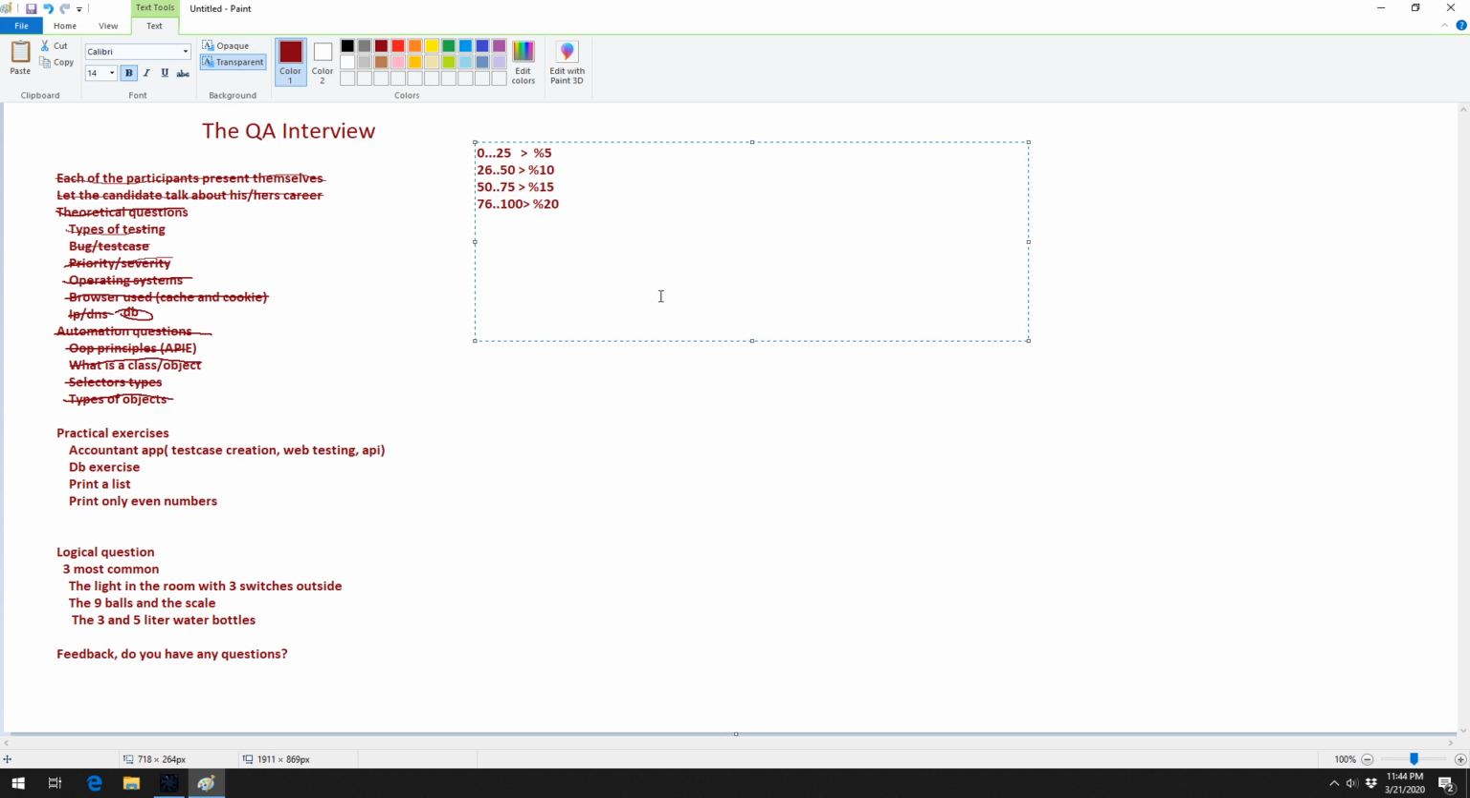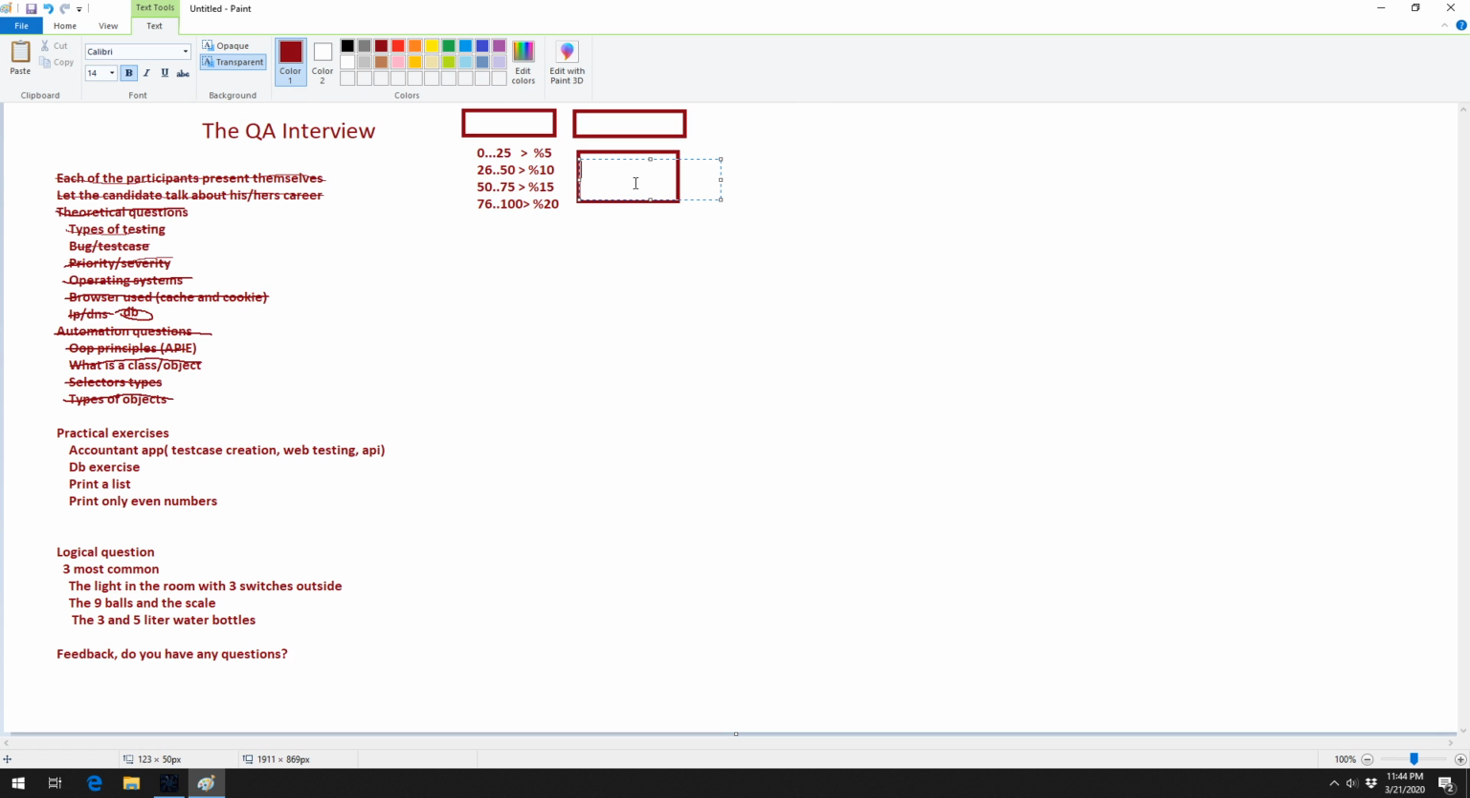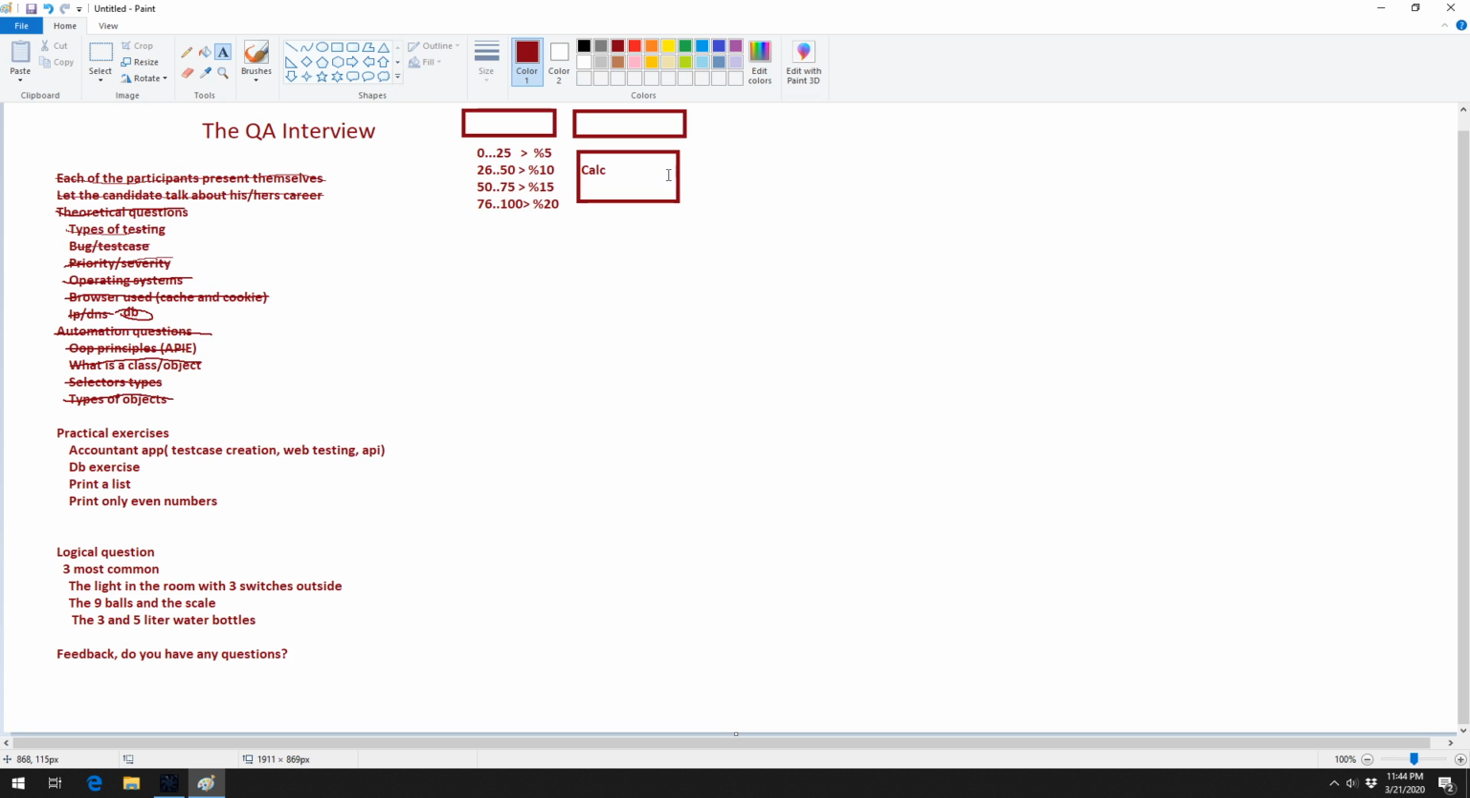20%. Okay, and while we're still here, this is the input and this is the output, let's say, and we have another button here which says calc. Okay, ignore the bad handwriting and poor drawing skills. But what I want you to focus on, this is one of the accountant apps that I usually use for my interviews, and I'm gonna be focusing on this for a few minutes and I'm gonna explain why.